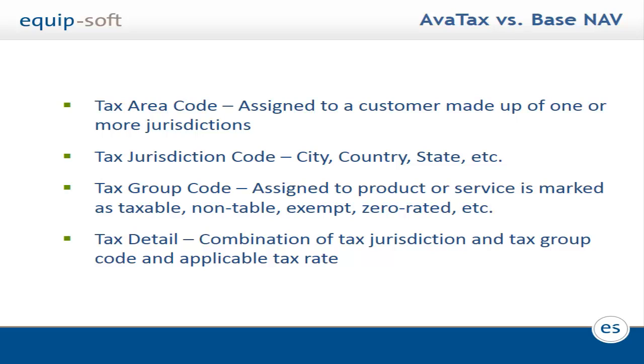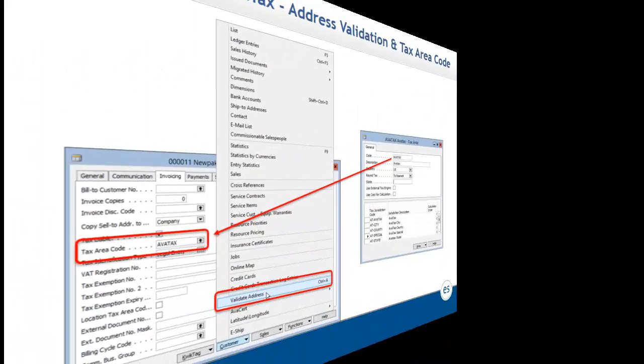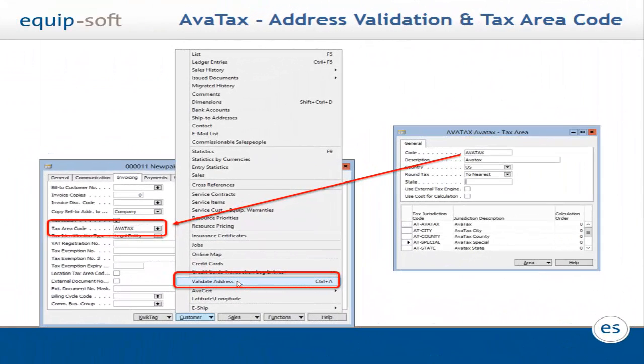So what AvaTax does now is simplify that for you. Instead of having to worry about a specific tax area code with one or more jurisdictions assigned to a customer on the customer card, and this is what you're seeing here, all your customers will be assigned a generic tax area code called AvaTax. It's that simple. Imagine just going down the list and saying F8, F8, F8, or copy, copy, copy the word AvaTax on all the tax area code column for all your customers or ship to addresses.